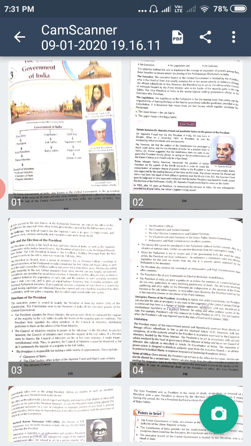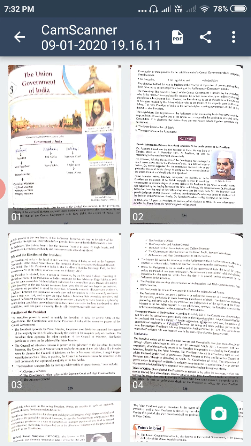What do you mean by that? That theoretically all the powers are given to the president, but practically most of the powers are exercised by the council of ministers and prime minister. The president has to act according to the advice which is given by the prime minister and his council of ministers.